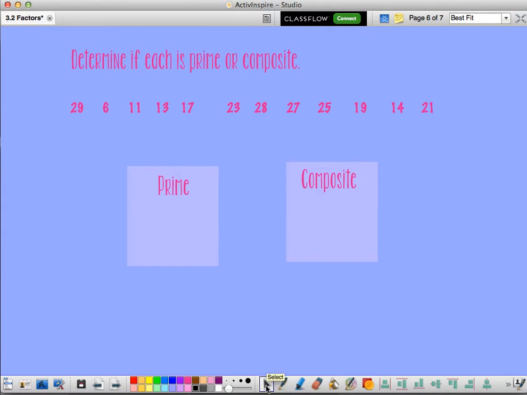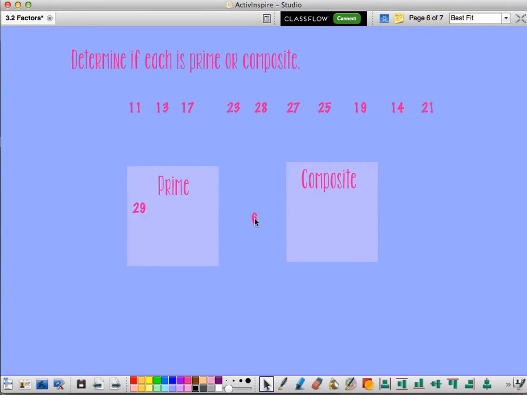29 is not divisible by 2, 3, 4, 5, 6, 7, 8, 9, 10, 11, 12, 13, 14, or 15. Now the reason I stop at 15 is because 15 times 2 gives me 30. So 15 is kind of like my halfway point, because once I multiply it by 2, I get a larger number than the number that I'm working on. So in this case, I know that it has to be prime.